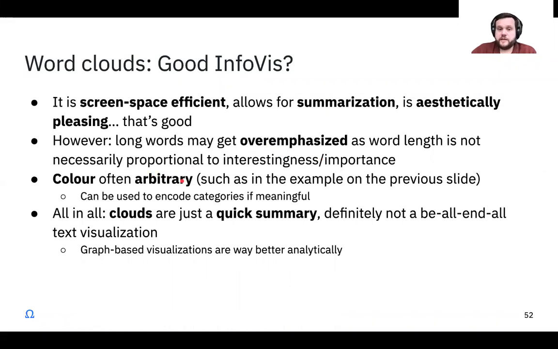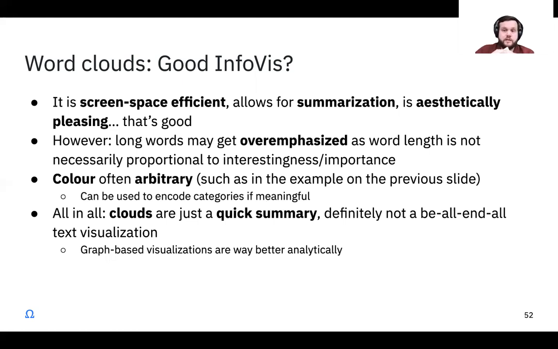Color is often arbitrary, as we have seen in the example on the previous slide, for instance. But as we discussed, a better InfoVis practice is, if we're using colors, let's use them properly. Encode categories if it's meaningful to encode categories in the word cloud. And again, use various hues for your various categories. If we want to emphasize the frequency, then we vary intensity. And all in all, word clouds are just a quick summary, basically, so they should be treated as such.